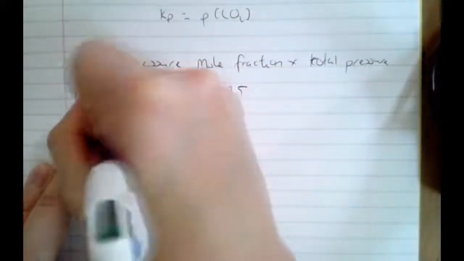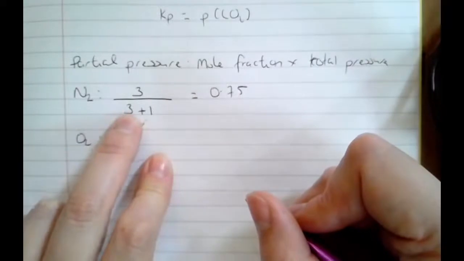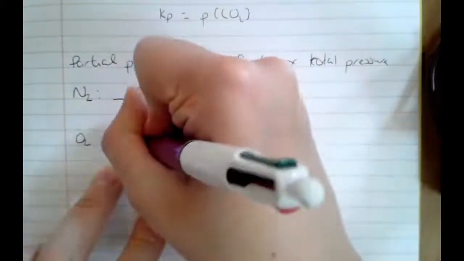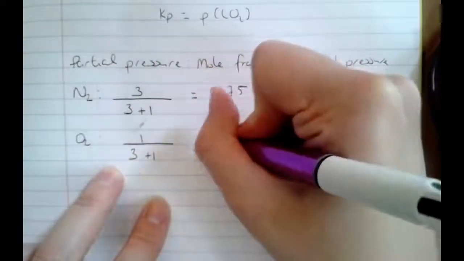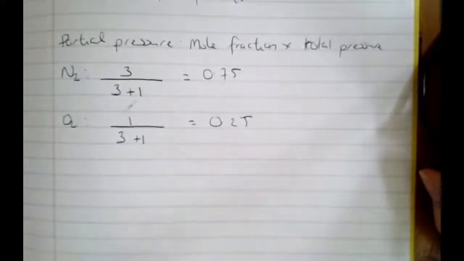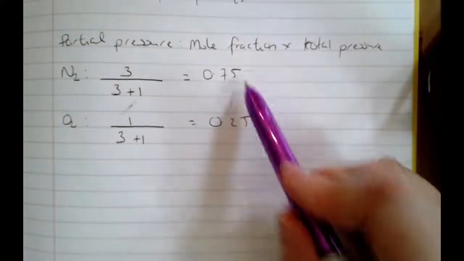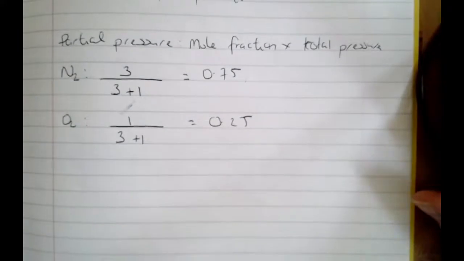The mole fraction of nitrogen is 0.75. If I were to calculate the mole fraction for oxygen, I said 3 moles were nitrogen, 1 mole was oxygen, so I put the 1 on the top this time, and then I've got 3 plus 1 again at the bottom, and I end up with an answer of 0.25. To check that you've got your mole fractions right, add them up. They should equal 1. If they don't, you've made a mistake.